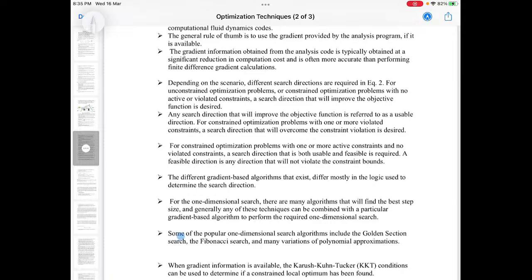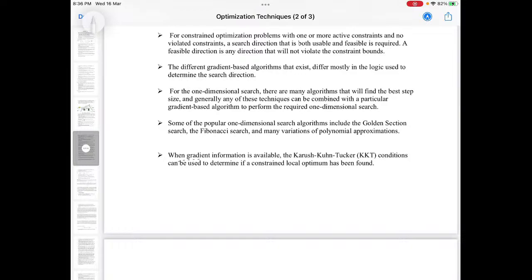And some of the popular one-dimensional search algorithms include the golden section search, the Fibonacci search, and many variations of polynomial approximations. So golden section search is one of the search algorithms. And next is the Fibonacci search. Then another is called polynomial approximation. Fibonacci search is based on Fibonacci numbers, and the polynomial approximation is based on polynomials.